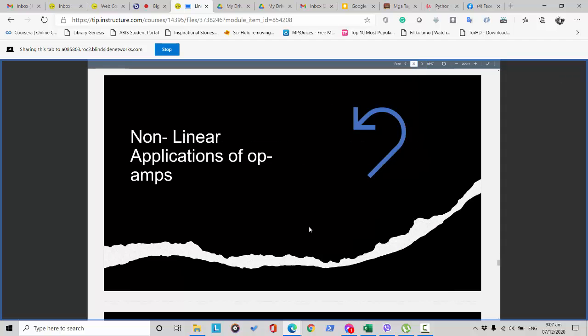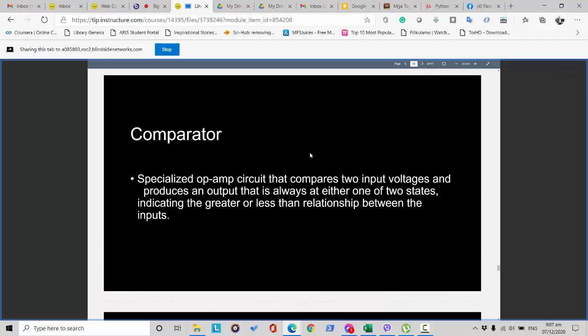Now let's proceed with the nonlinear applications of operational amplifiers. We have plenty of examples of nonlinear applications. The first one is the comparator. Basically, a comparator is a specialized operational amplifier circuit that compares two input voltages and produces an output that is always at either one of two states, indicating the greater or less than relationship between the inputs.